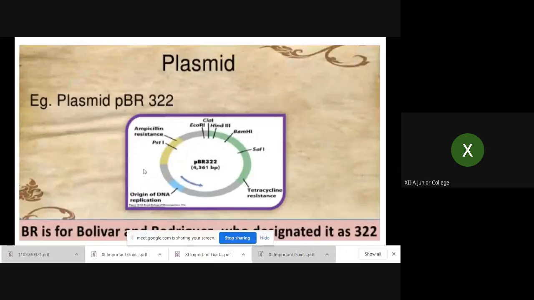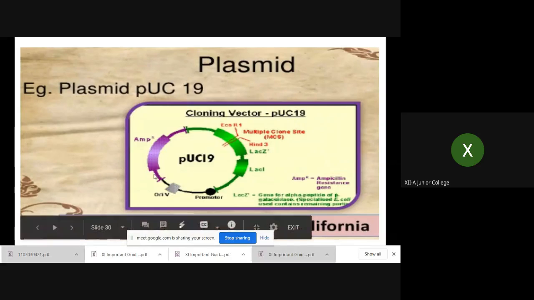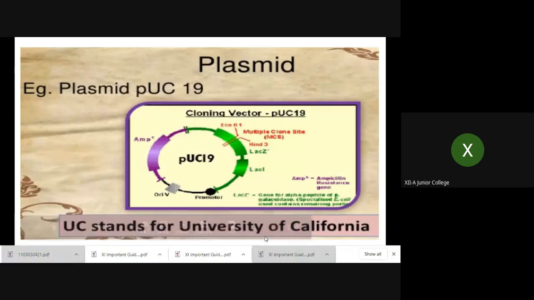Now one more example we'll discuss. The other example is pUC19. See, pUC19 means what? Here you can see p for plasmid, U and C represent University of California, and 19 is the series of the experiment given by the scientists. So this is what is called plasmid, represented as pUC19. Got it? This is the nomenclature of plasmid you should know.